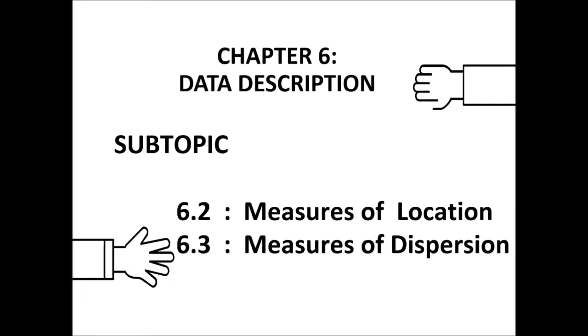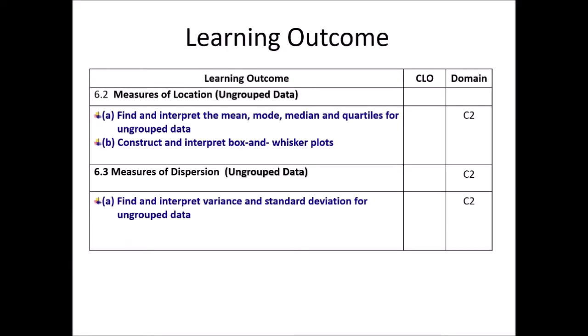Hello everyone, we continue chapter 6, data description. On this subtopic, we will learn how to measure location and then how to measure dispersion. Basically, in this chapter, we have two types of data, ungrouped data and grouped data. For this part, we will go through the ungrouped data.